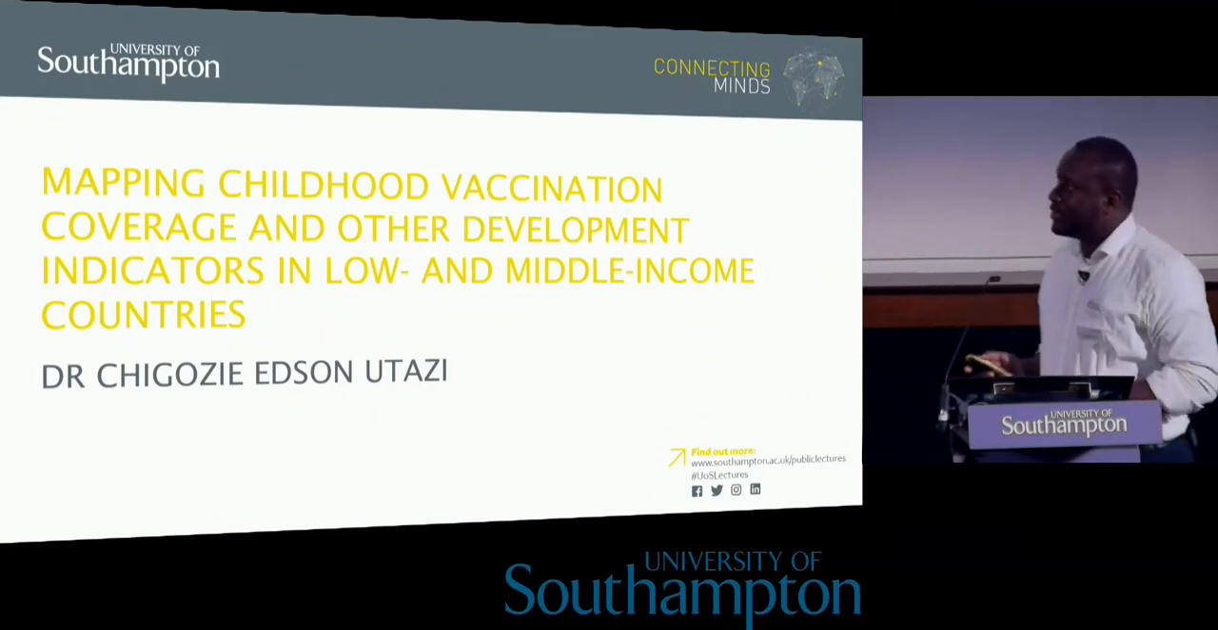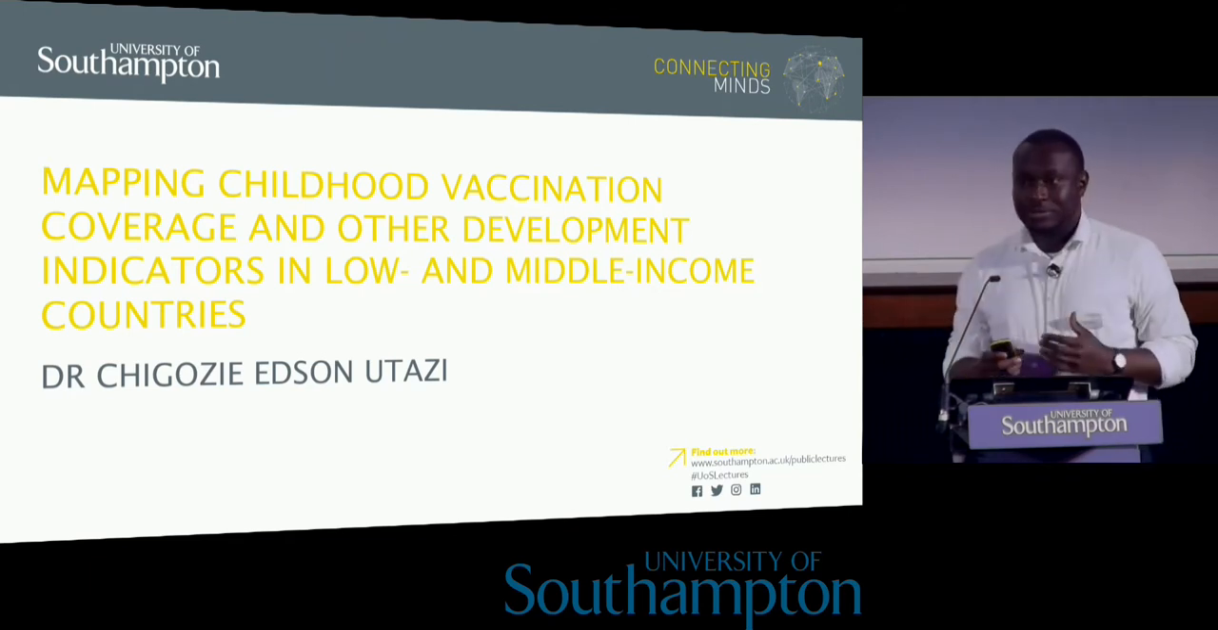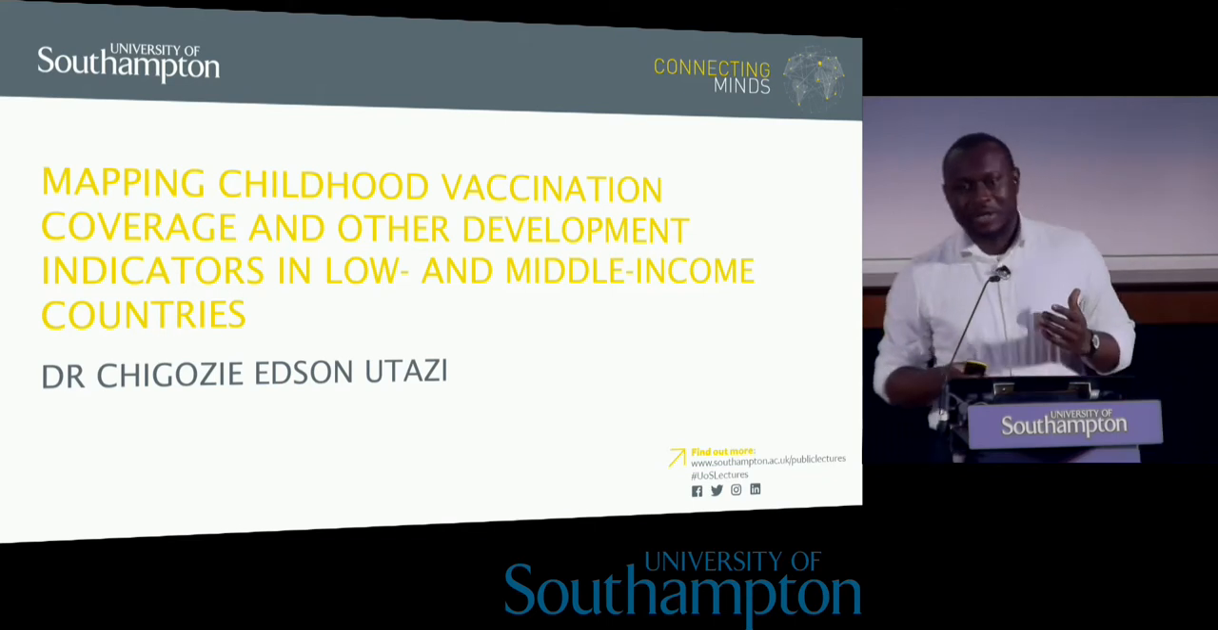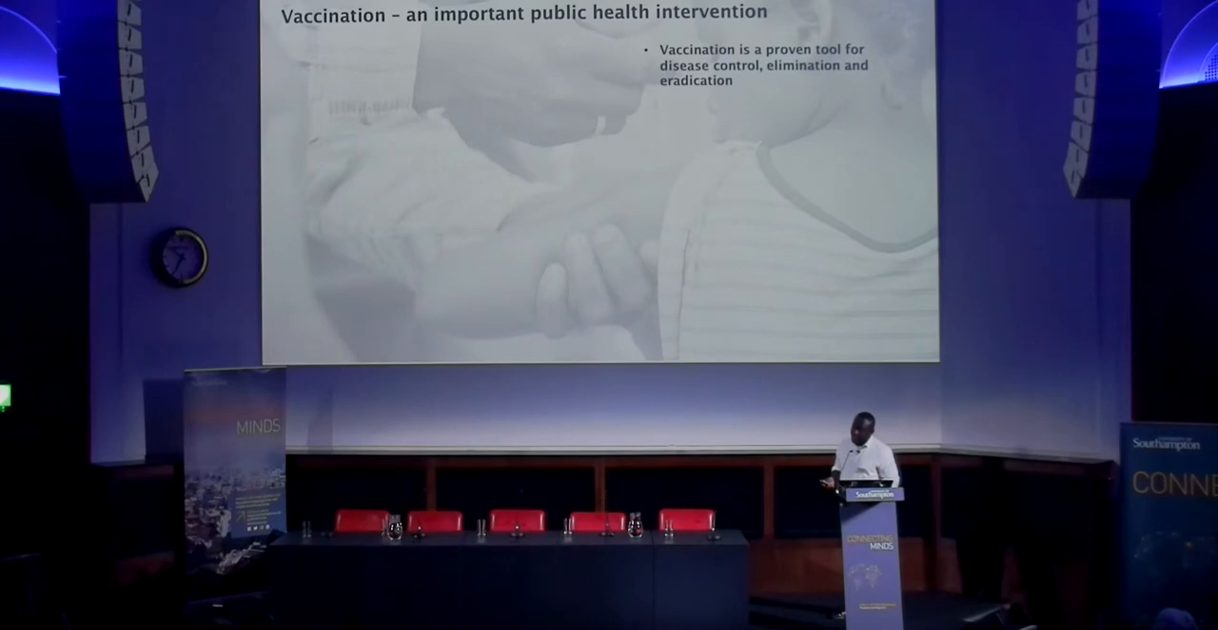So vaccination has been tagged one of the most successful and cost-effective public health interventions. That's because vaccination led to the eradication of smallpox in 1980. And as a result of vaccination, the world is closer than ever to eradicating polio, with only 3 endemic countries remaining, which are Nigeria, Afghanistan, and Pakistan. And globally, there are concerted efforts to eliminate other childhood infectious diseases, such as measles, diphtheria, tetanus, and pertussis. So over the years, vaccination has been a proven tool for disease control, elimination, and eradication.